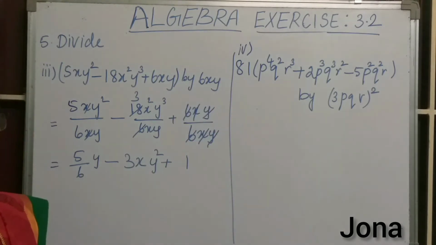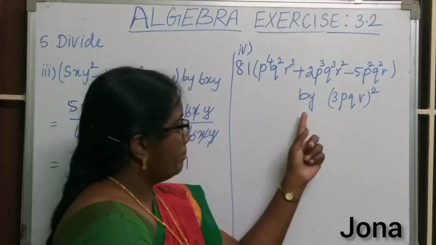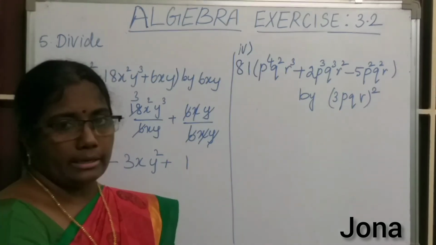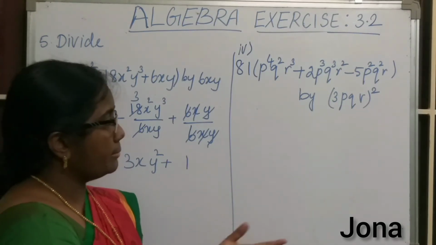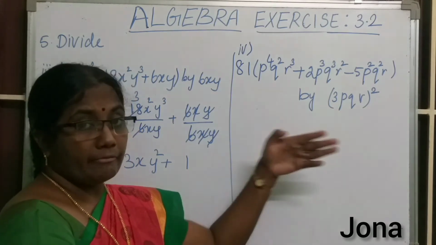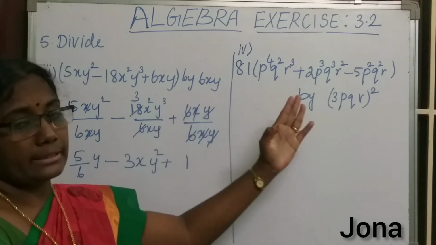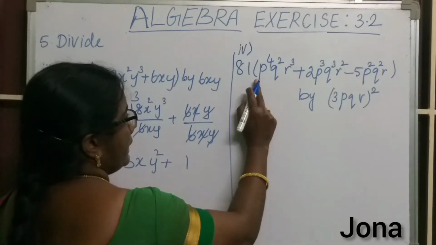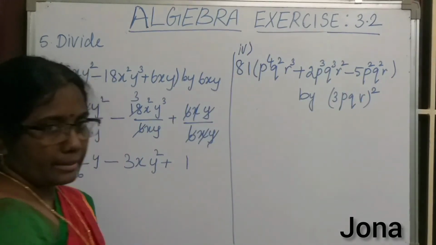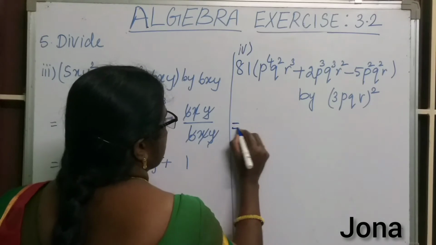And then look at the next problem. 81 into this bracket by 3pq or the whole square. The whole square is nothing but the square is for this 3 and this p, q or everything separately. Okay. The first thing I want to write the separate terms here. So 81 into this one, 81 into this one, 81 into this term. So here first we have to multiply that. So simply put multiply like this.